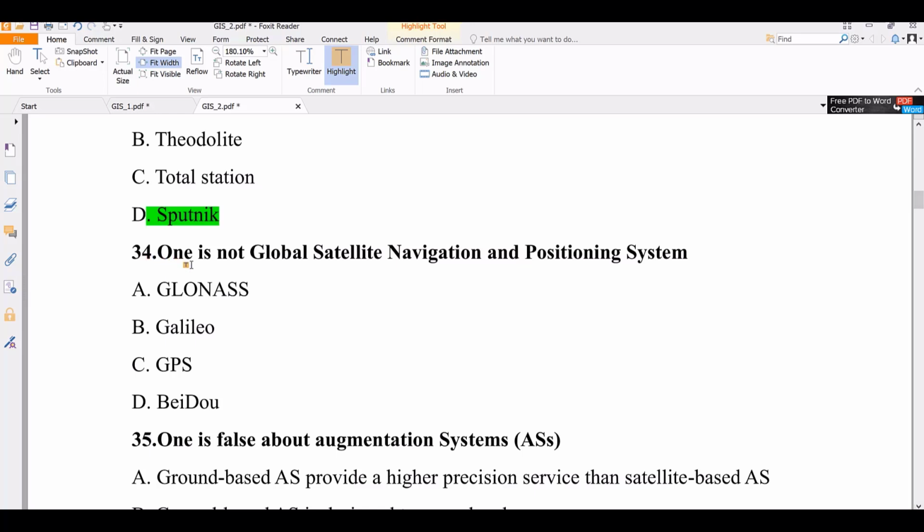Question number 34. Which one is not a global satellite navigation and positioning system? Galileo, GPS, and the last one is Edu. So this is a website which is found in Chinese. The other ones are types of GPS.